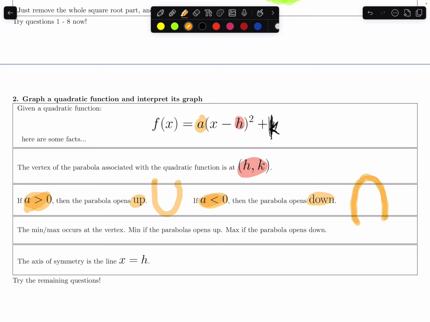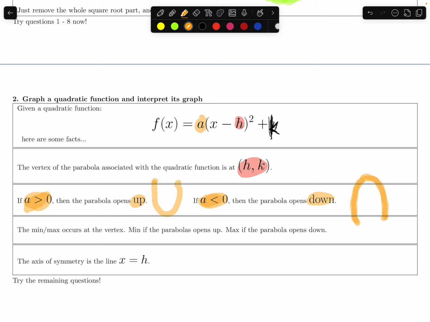We also have the line of symmetry at x equal to h. That h comes from the same spot, the vertex, right? So the vertical line that passes right through the vertex, think about this line right here, would split the parabola into two mirror images, two symmetric sides, right? So that is the line of symmetry, the axis of symmetry.